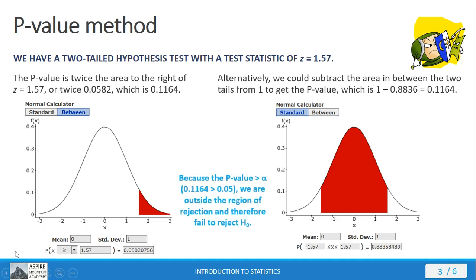And because the p-value is much greater than the significance level alpha, we're going to be outside the region of rejection, and therefore we fail to reject the null hypothesis.